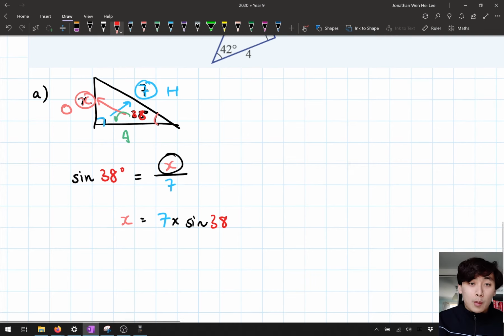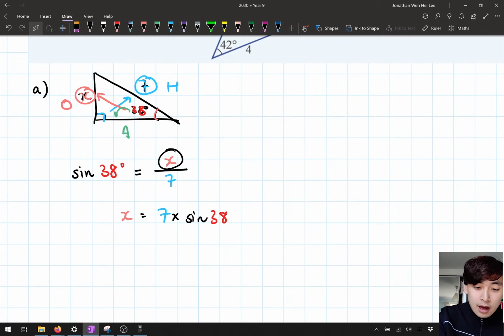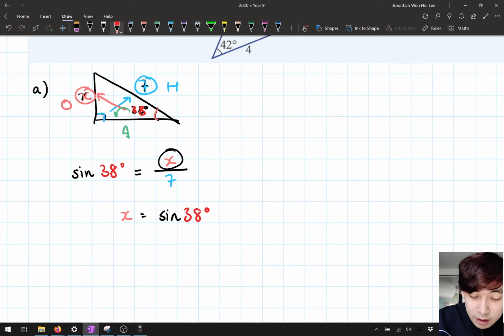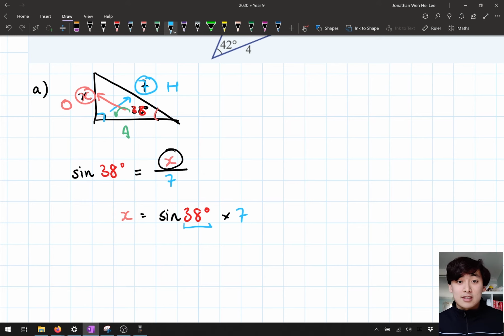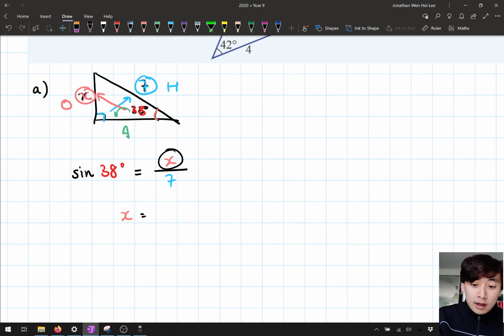You can also write this the other way around. You can totally write this as sine 38 degrees times 7. The reason why I wrote it the other way is I don't want to confuse this. I don't want to have it as sine 38 times 7. I actually want it as sine of 38 times 7. So that's why usually mathematicians write it as 7 times sine 38 degrees.